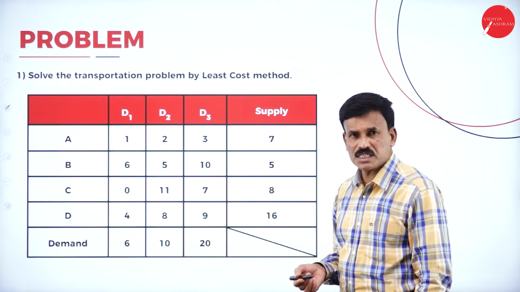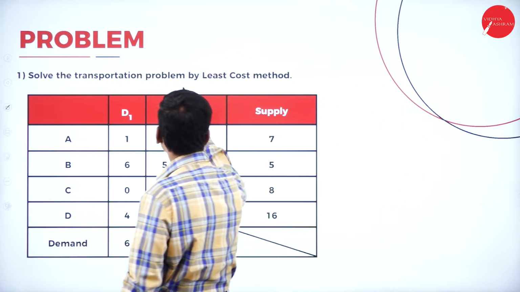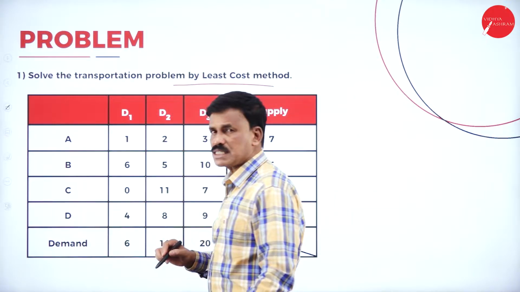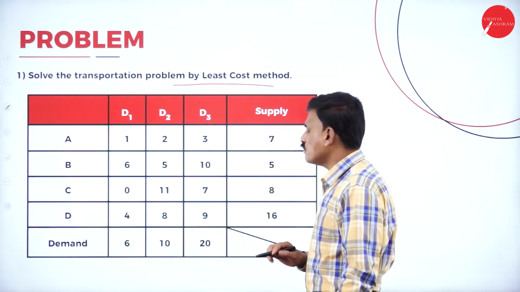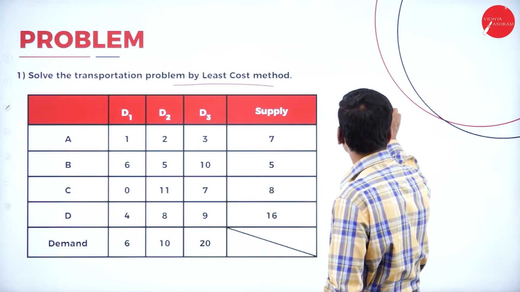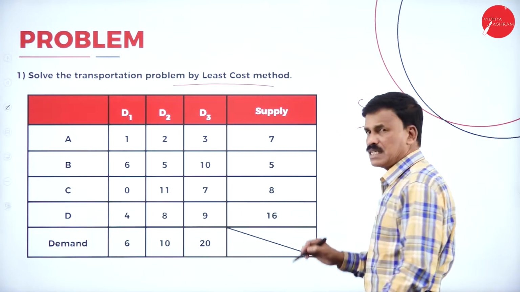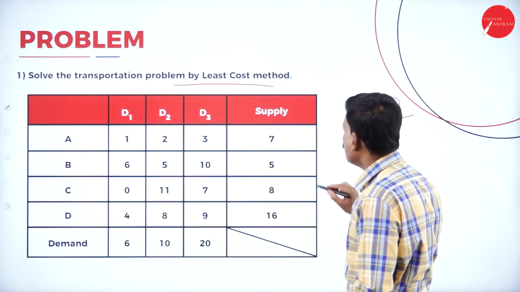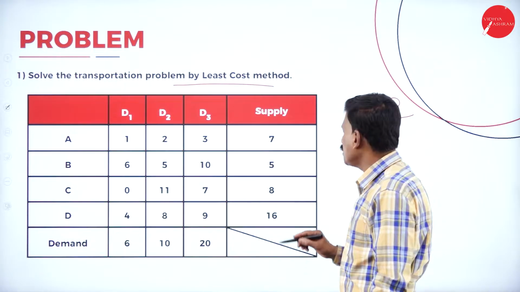Let me take one small example. Now, solve the transportation problem by the least cost method or matrix minima method. First, check whether it is a balanced transportation problem or not. If it is balanced, supply is equal to demand. Verify whether the supply and the demand are equal or not.